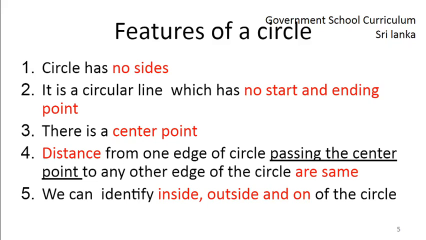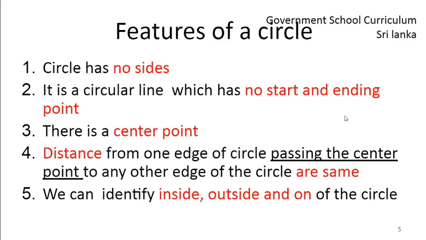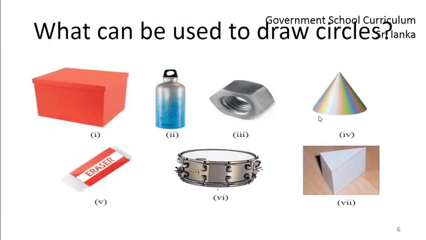So we just identified that the circle has inside, outside. We can identify inside, outside, and on. That is a curved line on the circle. Now, what can be used to draw circles?